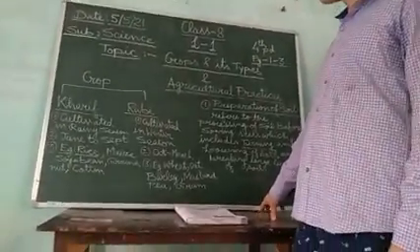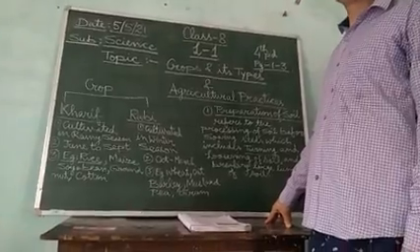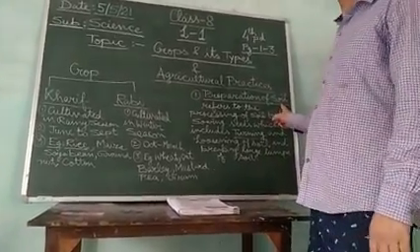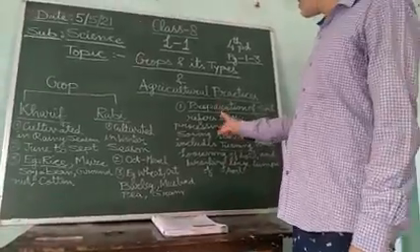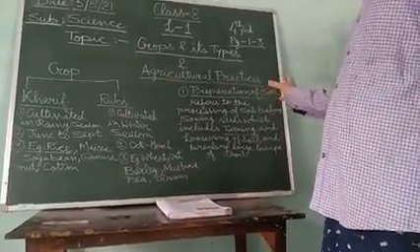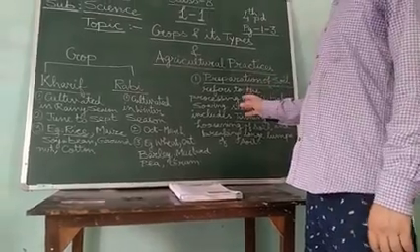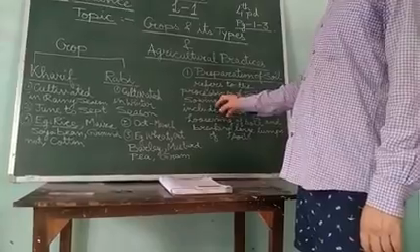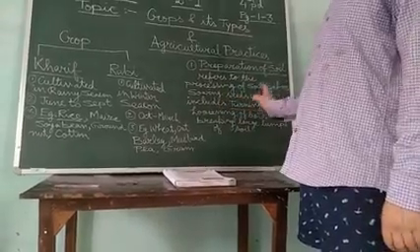The first type of agricultural practice which the farmer has to do before cultivation of the crop plant is the preparation of the soil. So what do you mean by preparation of soil? Preparation of soil refers to one agricultural technique during which processing of the soil is done before sowing the seeds.